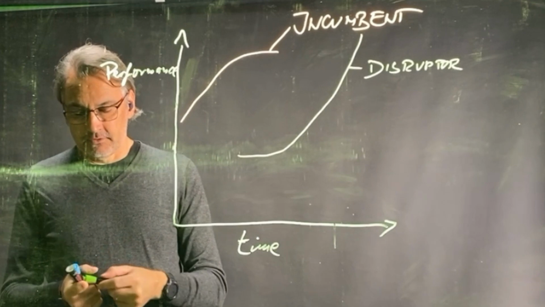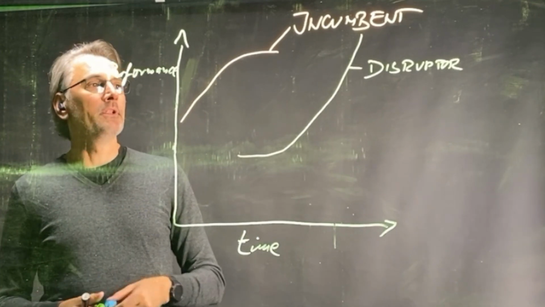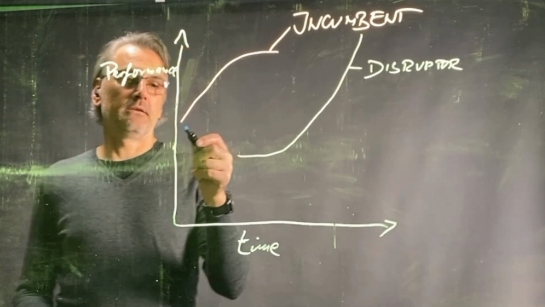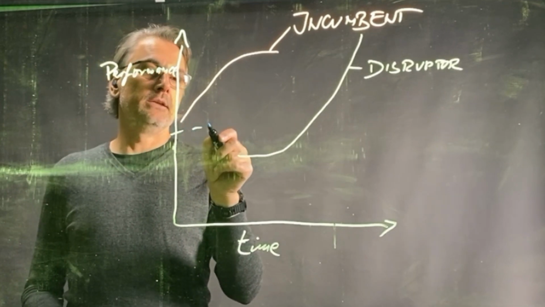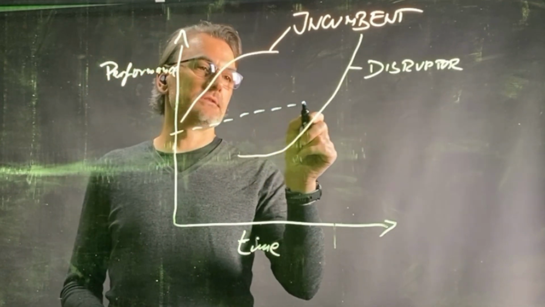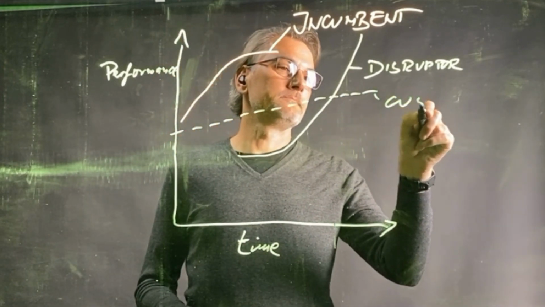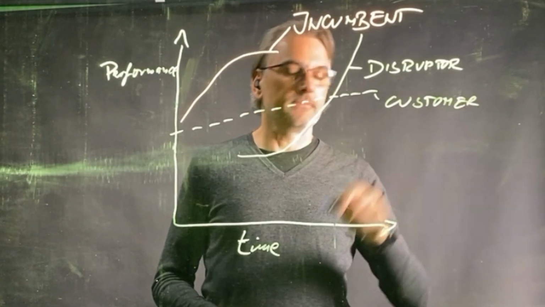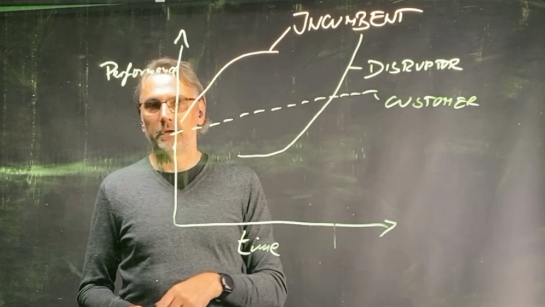What the disruptive innovation model does, it puts the customer between the incumbent and the disruptor. So it also uses an assumption that what customers can use in terms of performance increases over time. So this is the increasing line that represents the customer. And what that does is it opens up two gaps, two very important gaps.